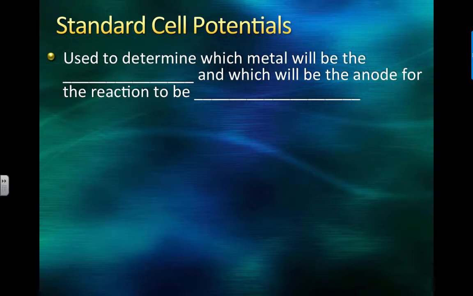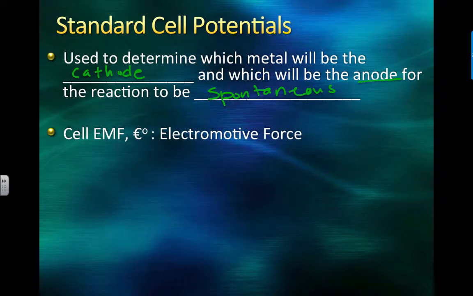So to calculate the standard cell potential, we can determine which metal will be our best cathode and which metal will be the best anode, so that we can get a spontaneous reaction. Remember, a spontaneous reaction is one where it just happens all on its own, and that's what you want for a battery. If you have to add energy to make it go, then your battery is not very good. We want something that's just going to generate energy all by itself.